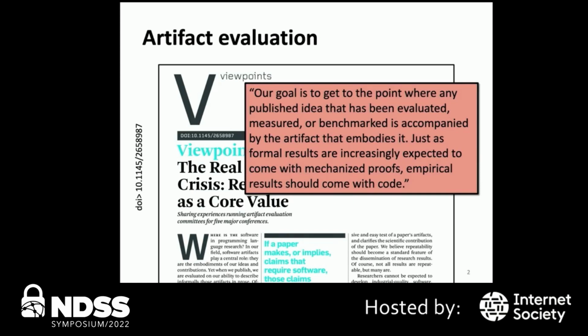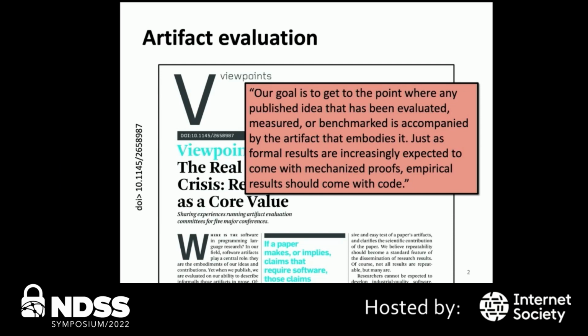And here's a quote. "Our goal is to get to the point where any published idea that has been evaluated, measured, or benchmarked is accompanied by the artifact that embodies it. Just as formal results are increasingly expected to come with mechanized proofs, empirical results should come with code." Right? And the question is, well, why? Why did we get to this point?